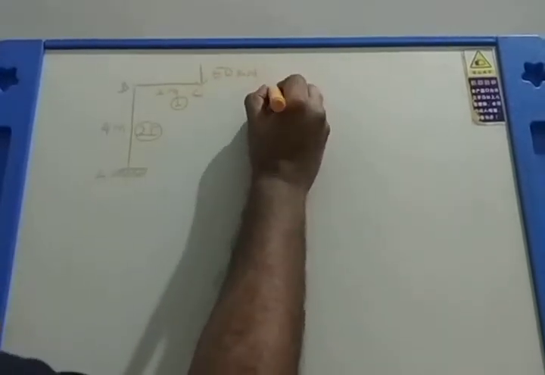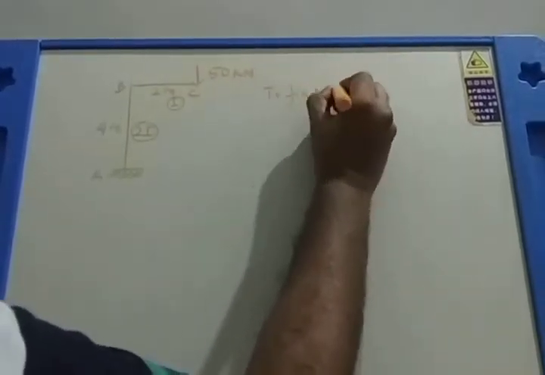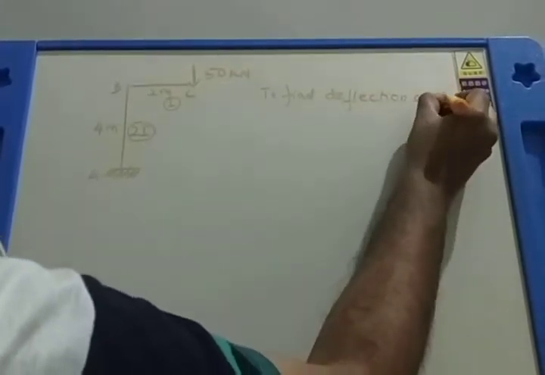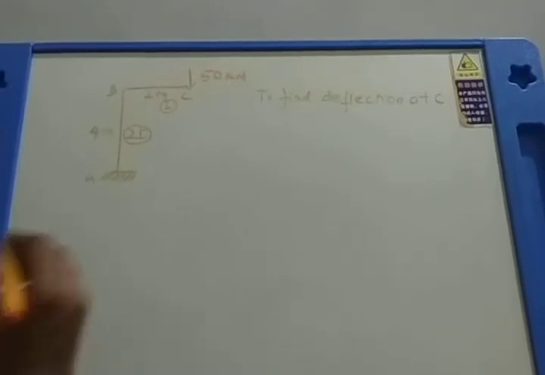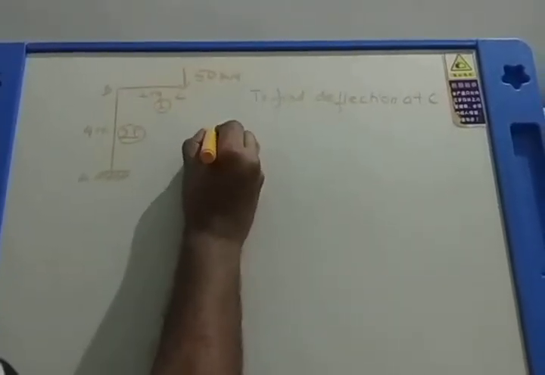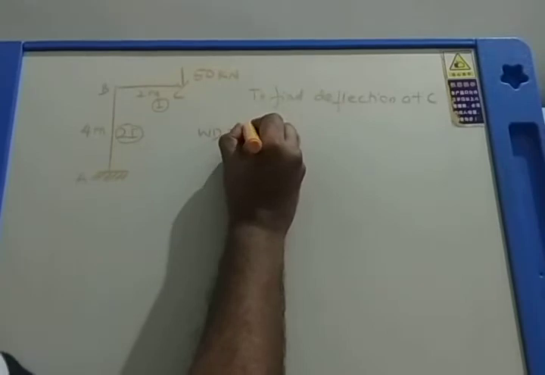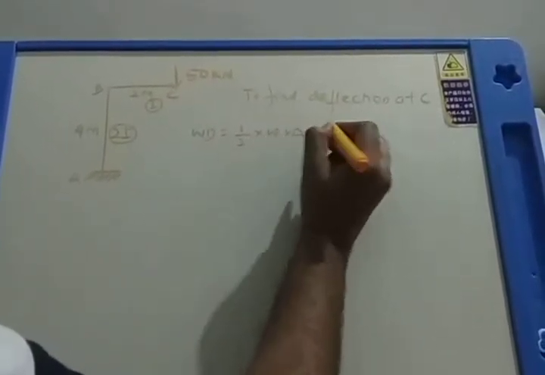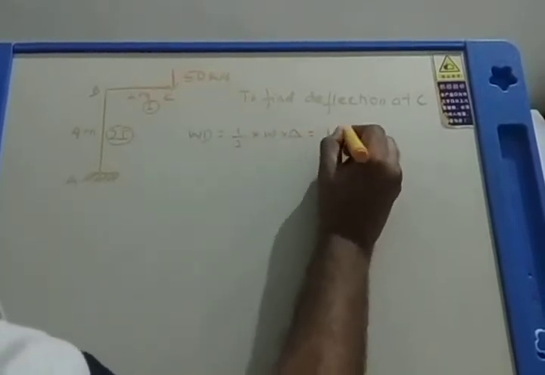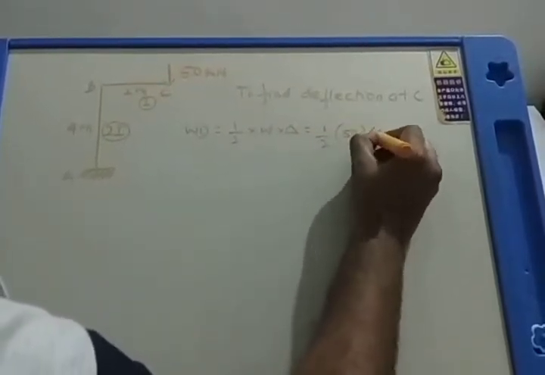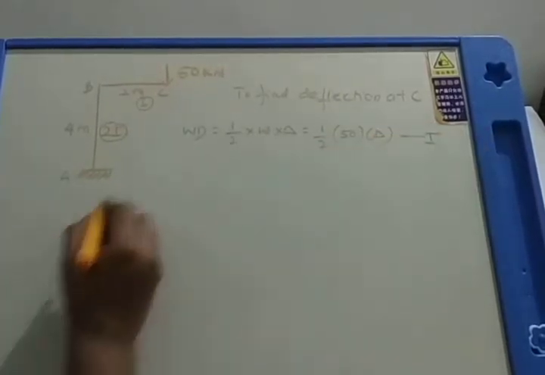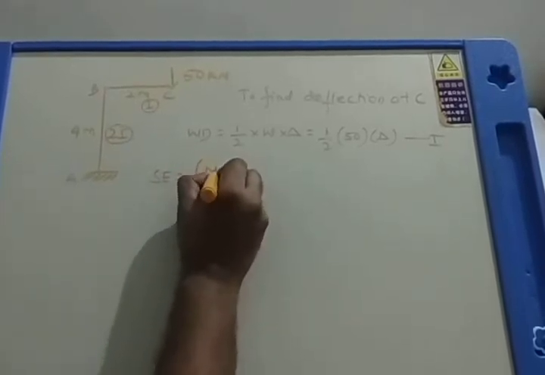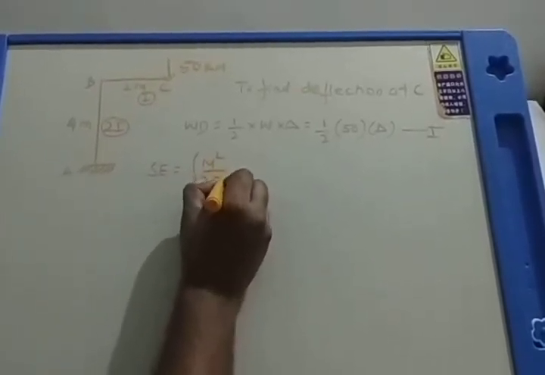Now to find out what? To find deflection at C using the strain energy method. Again, first step is work done. What is work done? Work done is equal to half into W into delta. We know W is 50, so half into 50 into delta. Call this equation 1. Now strain energy. What is strain energy? Strain energy, the equation is integration M square upon 2EI dx.